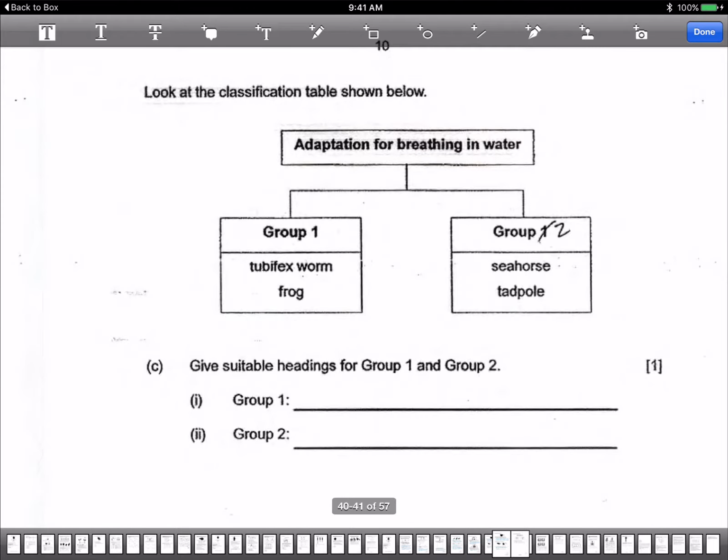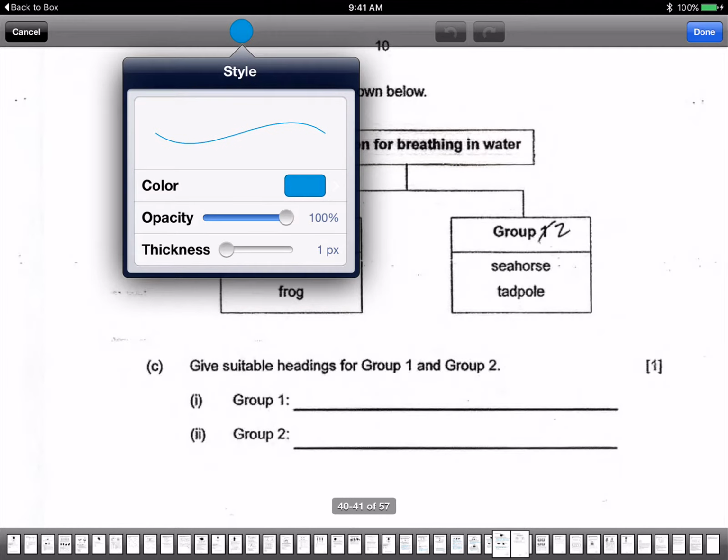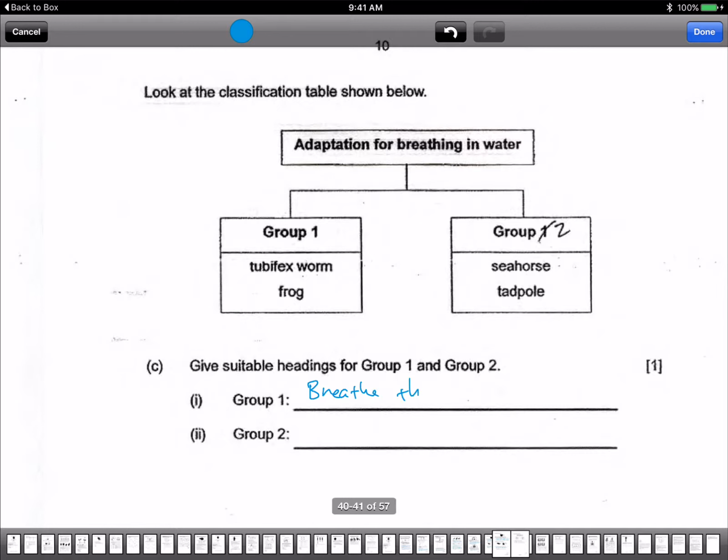Next, Lisa, what's the heading for group one? Lisa, hello. Yeah, to breathe through skin. Okay. Moist skin. It's about breathing in water, no? Yeah, but the adaptation is not the moist skin. It's that they breathe through the skin. Big difference. Okay. Then how about group two? Doesn't breathe through skin. No. Abigail. Animals? No, wrong.